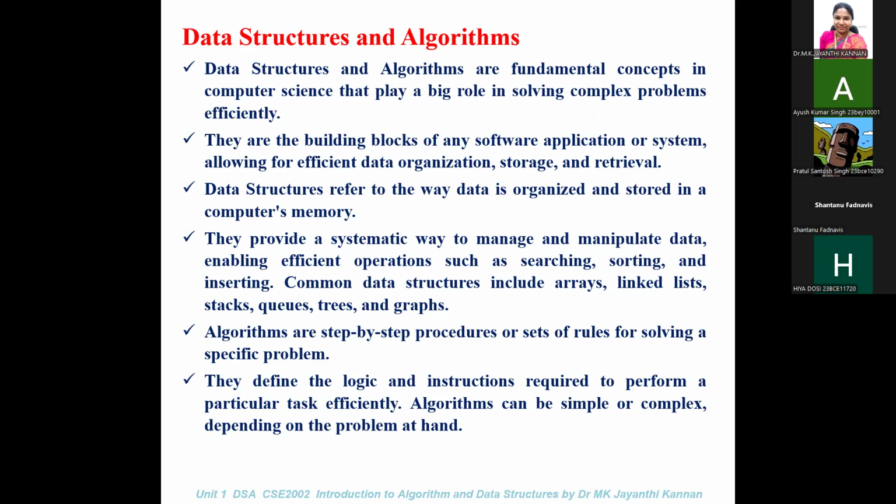Algorithms are step-by-step procedures or sets of rules for solving a specific problem. They define the logic and instructions required to perform a particular task efficiently. Algorithms can be simple or complex depending on the problem at hand. So the algorithm we choose depends upon the problem we are going to solve.